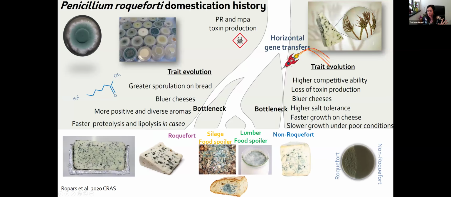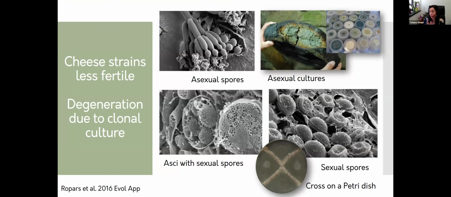And so the story then is that we have these 2 independent domestication events for the blue cheeses, with a selection for bluer cheeses. I didn't show it, but also higher salt tolerance, faster growth on cheese and on milk, at the expense of slower growth under poor conditions. And yeah, a more diverse and appealing aroma. But they also have lost a lot of diversity and also fertility.